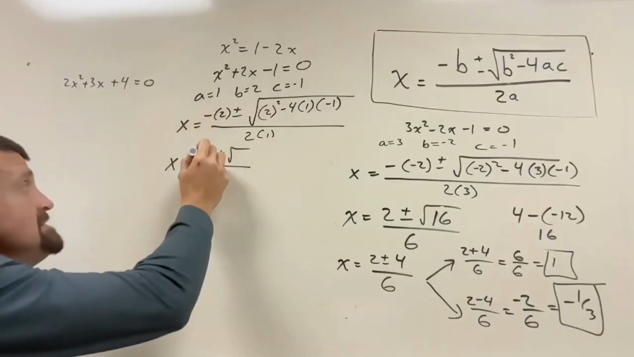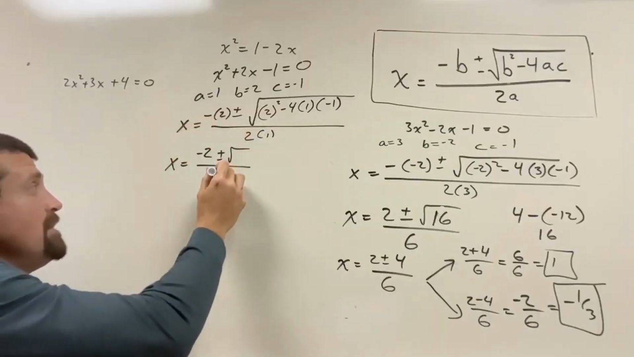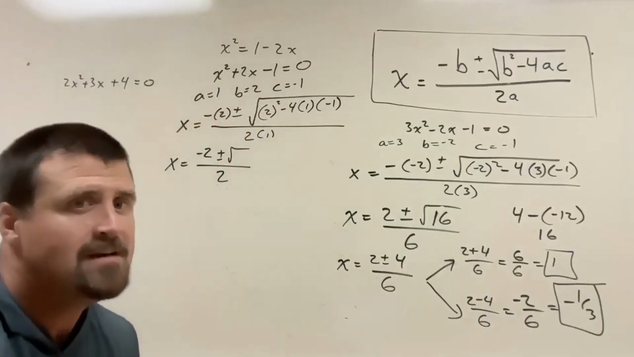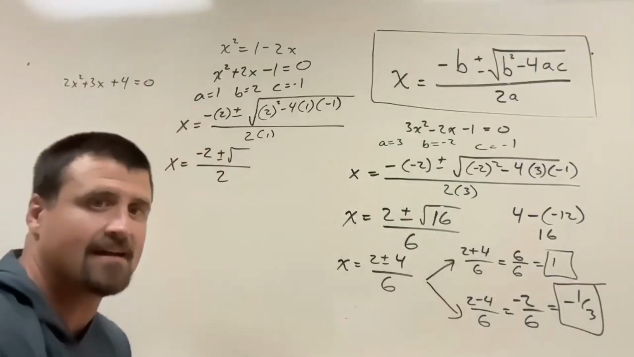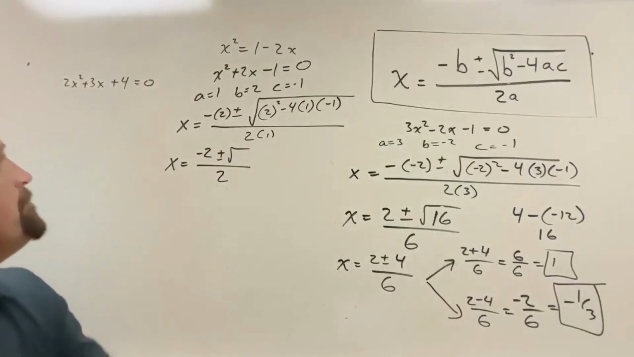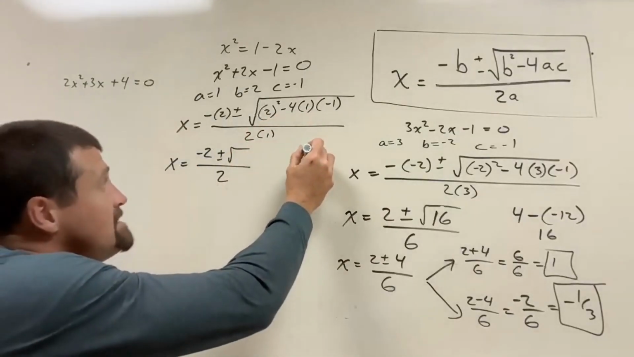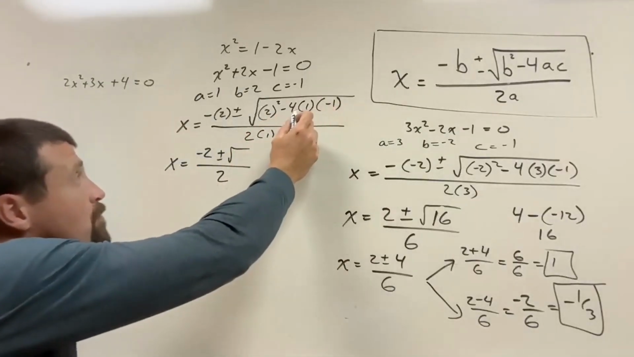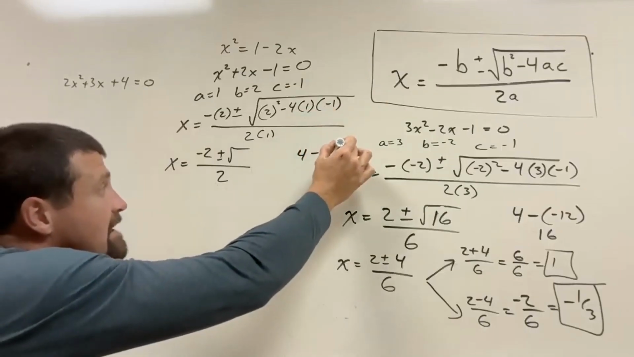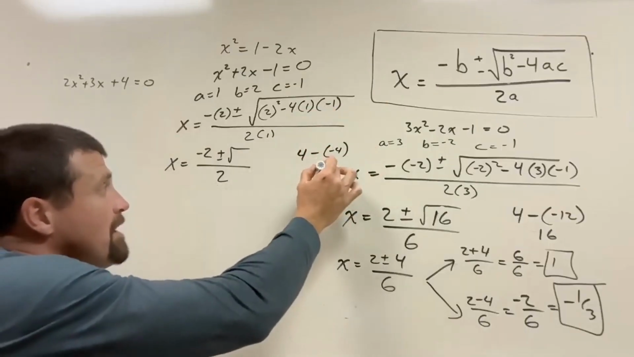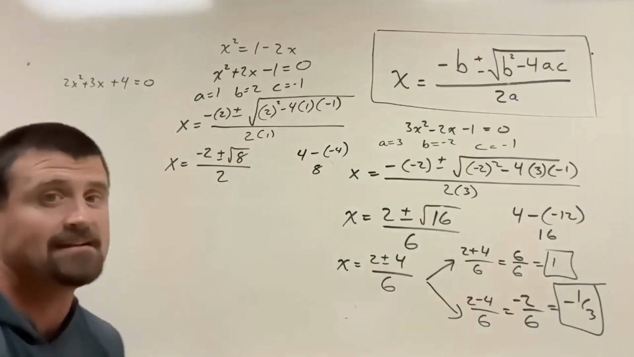This one is negative 2. 2 times 1 is 2, so we've got those 2. Don't try to cancel that out yet. Let's deal with the square root first. And the discriminant in this one is going to be 4 minus 4 times 1 times negative 1, which is negative 4. That turns into 4 plus 4, so my discriminant is 8.